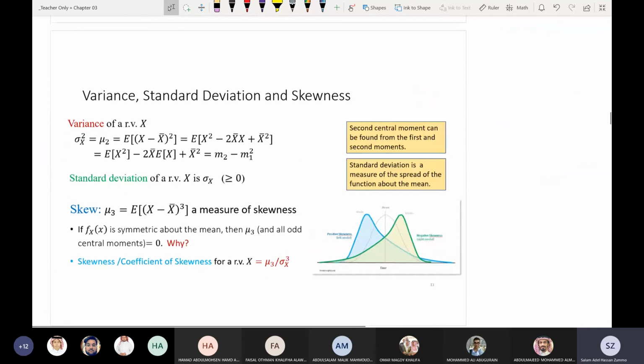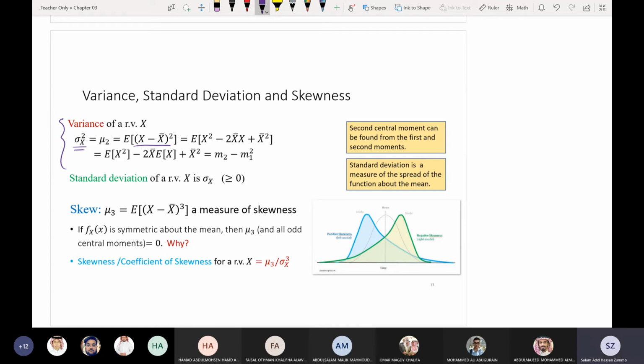Okay, any question? Now let's talk about some of these moments. We talked about variance before. Variance has a very specific notation, sigma x squared, which is mu2. This is by definition the expected value of x minus x bar, all to the power 2.